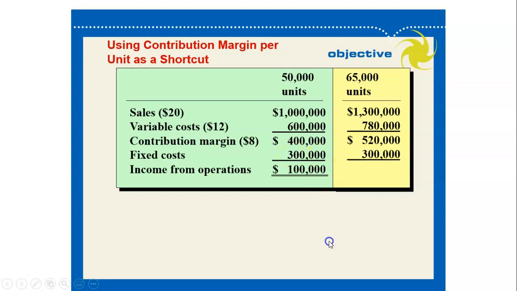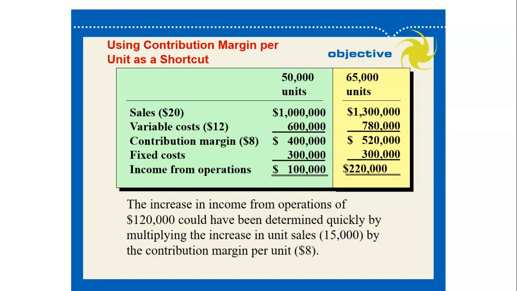Okay, so I subtract the 300,000, and that gives me 220,000 of operating income. So notice that by selling 15,000 more units, I can more than double my operating income. So in this case, if we can do some kind of advertising, or we can do some special things to draw in more customers to buy those 15,000 extra units, that will more than double our operating income.